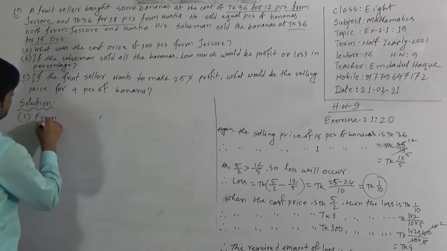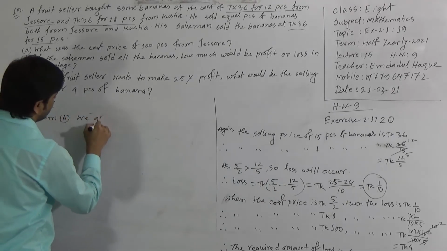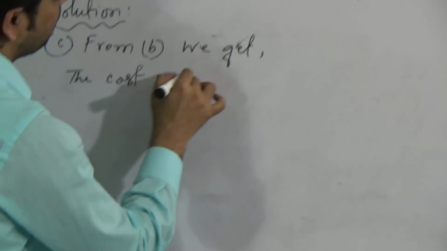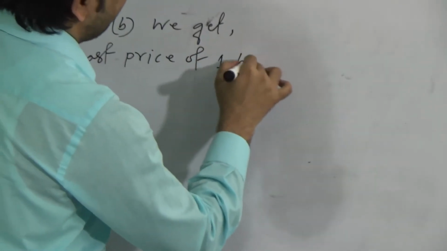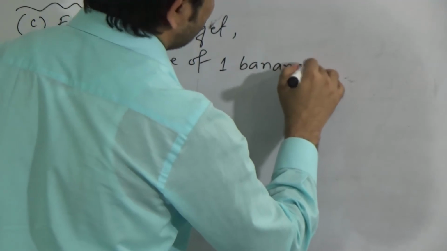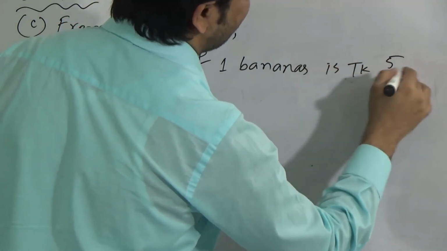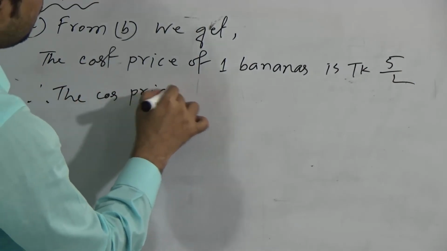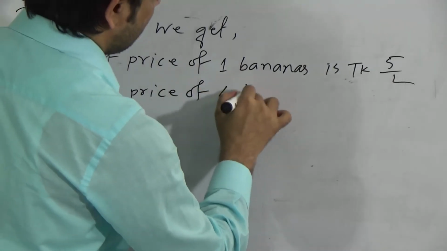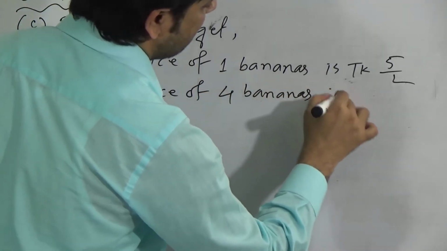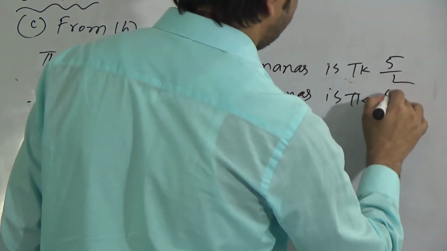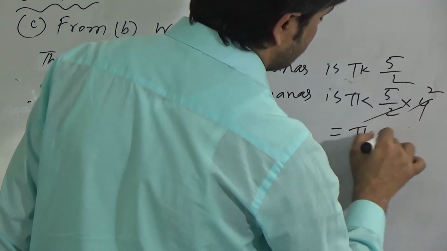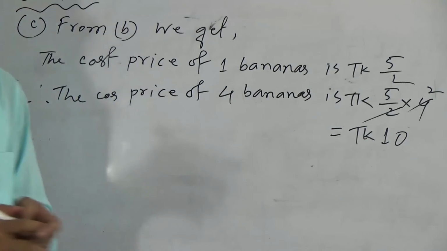From B we get the cost price of 1 banana is taka 5/2. Therefore, the cost price of 4 bananas is taka, we have to multiply by 4, 5/2 multiplied by 4, we can cut 4/2, we will get here 2, this will be taka 10. 10 taka is the cost price of 4 bananas.